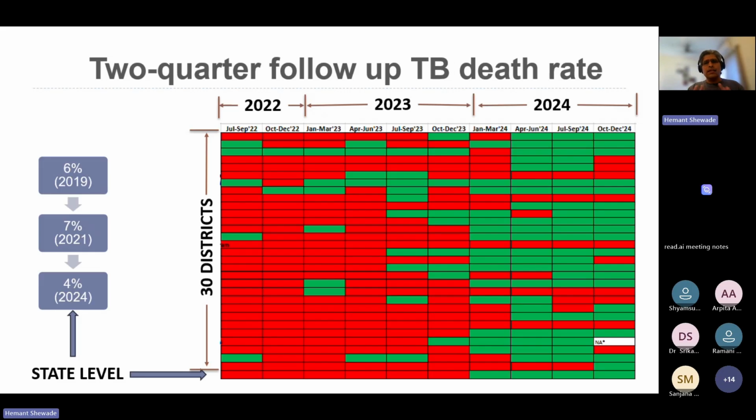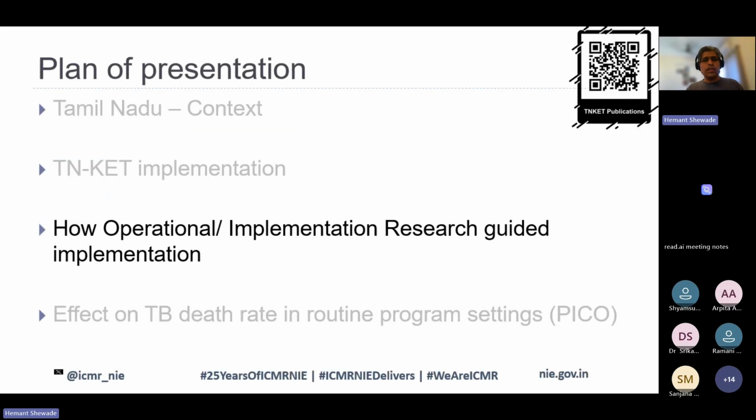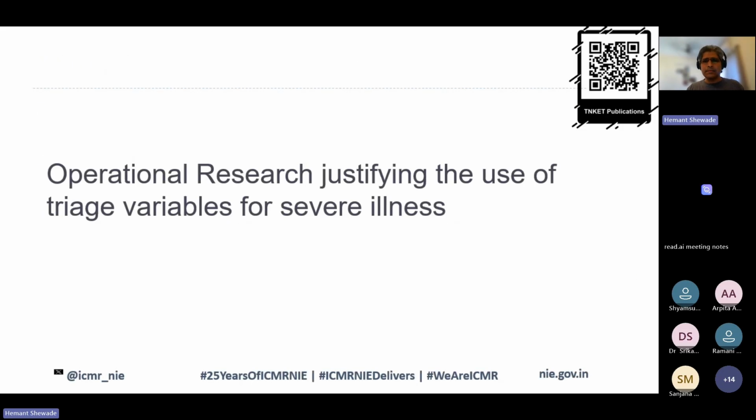So to summarize, even for a state like Tamil Nadu, despite having simple triage indicators, it took 1 to 2 years to achieve 1997 process indicators along with quality of inpatient care and quality of triaging, which then eventually translated into sustained TB death rate reduction. Quickly about how operational implementation research guided TN-KET.